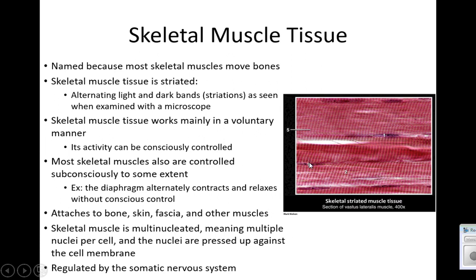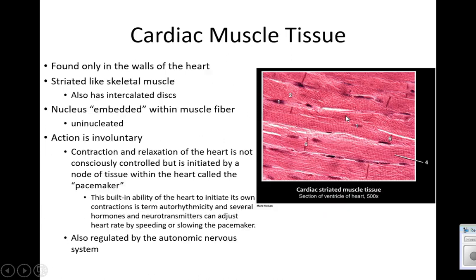The nuclei would be pressed up against the cell membrane. So this would be a muscle cell, and the nuclei will be pressed up the side of it. Number 2 here shows another cell, with nuclei pressed up against its plasma membrane. Here is another cell with the nuclei pressed up against it. It's the only one of our muscle tissues that's multinucleated. Cardiac muscle and smooth muscle are both uninucleated, meaning there's only one nucleus per cell.